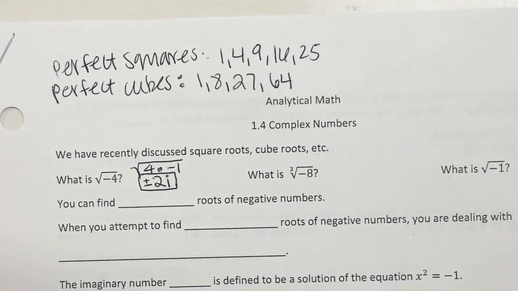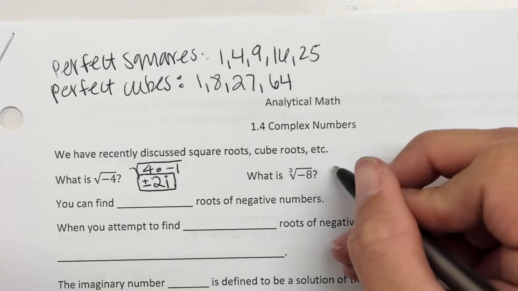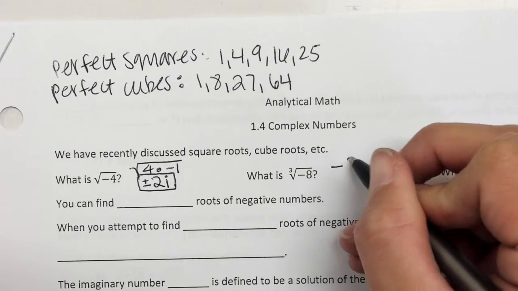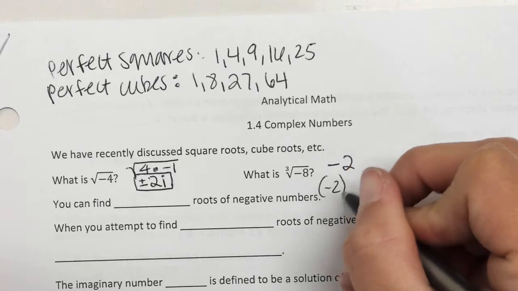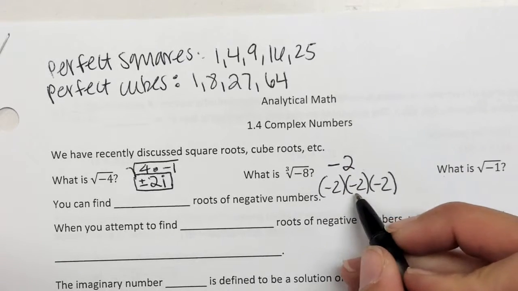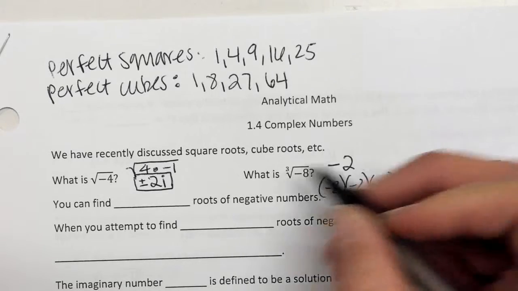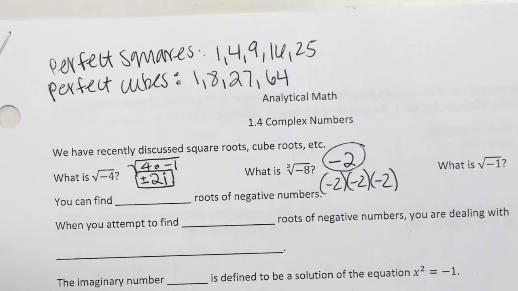Cool. Alright, so what about cube roots? Can you take cube roots of negative numbers and get a real number? Yes. What is the cube root of negative 8? Anybody know? Negative 2. Good. Logan, right? Because you can do negative 2 times negative 2 times negative 2, and these would make positive 4. Then times the negative 2 would be negative 8, right? Cube root.